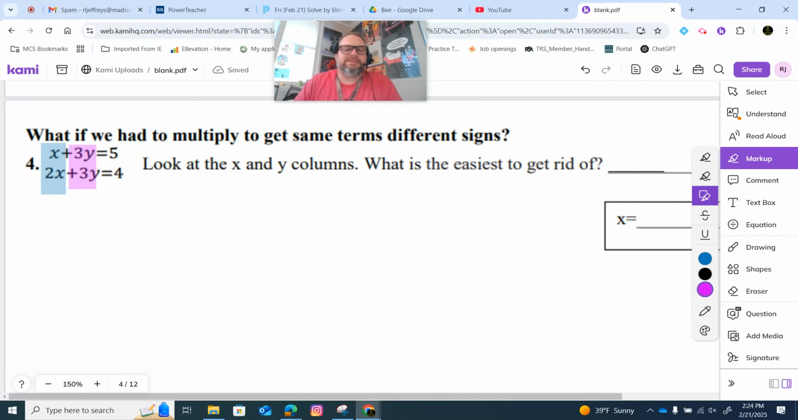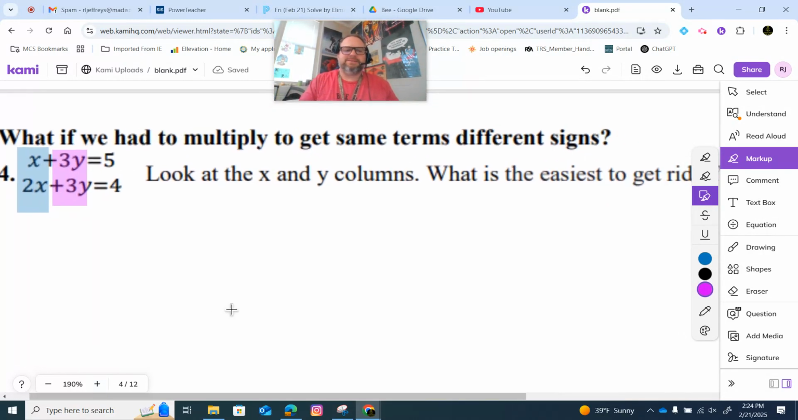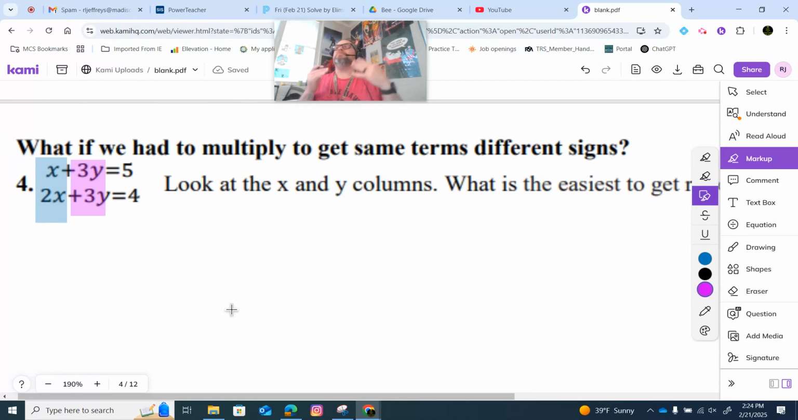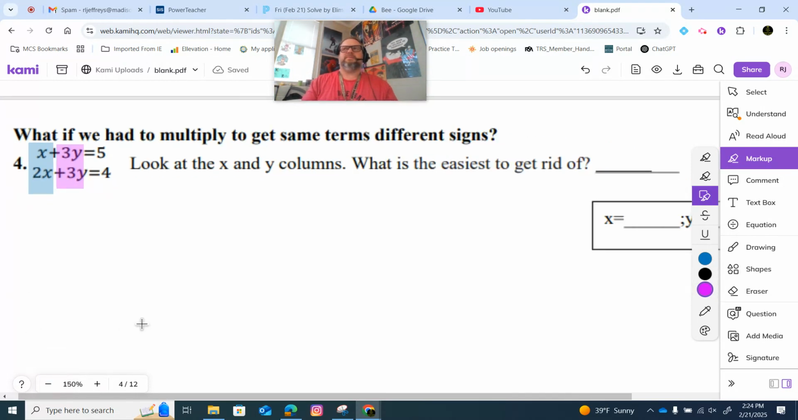So let's look at this. In the blue, I have my X's. In the pink, I have my Y's. Now we're going to have to multiply either the top or the bottom to make one of these have a different sign than the other one. What variable do you think is going to be the easiest to get rid of? Both, but what do you think is going to require the least amount of work?